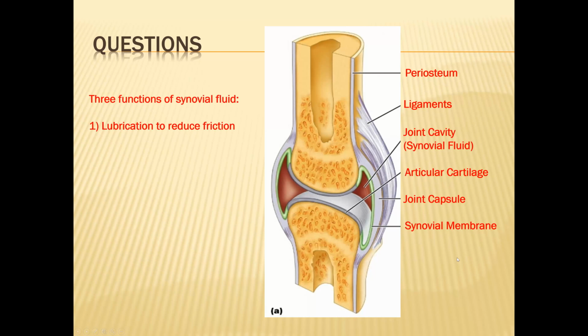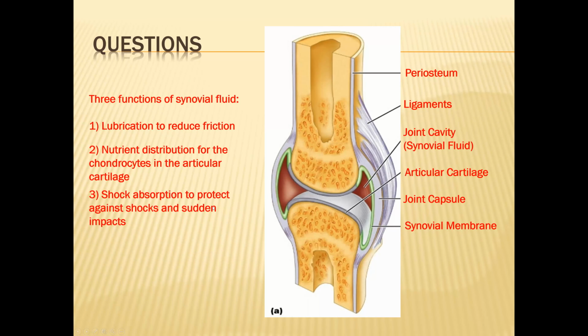So 3 functions for the synovial fluid. It helps to lubricate the joint to reduce friction. It also provides nutrient distribution for the chondrocytes in the articular cartilage. So remember, as you move the joint, these articular cartilage pieces act like sponges, and they soak up the fluid and then squeeze it back out, then soak it back up, then squeeze it back out, and that allows for nutrients to get in and out of the cartilage and to the chondrocytes. And the synovial fluid also provides shock absorption to protect against shocks and sudden impacts. So the viscosity of the synovial fluid actually increases as the pressure inside the joint capsule increases.